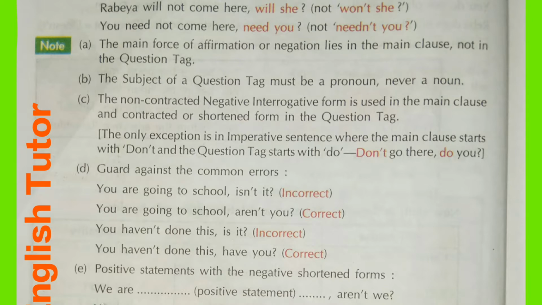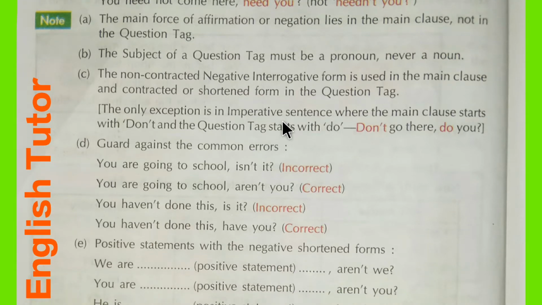Well, this rule is easy, so you can easily memorize this. Okay, don't go there, right? This is an imperative sentence, but if you want to make a question tag, then you have to use "do" here, right? This is exceptional, you can say. Guard against the common errors, right? You are going to school, isn't it? Many people use it, but here the subject will be the subject of the main clause, right?